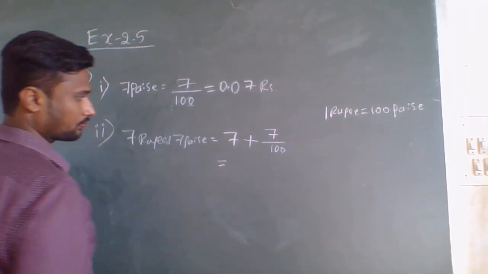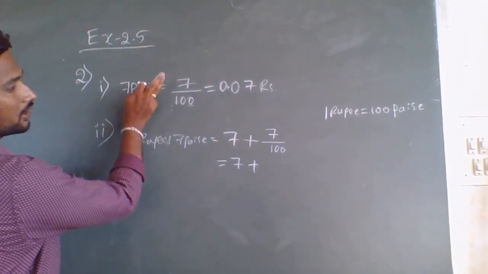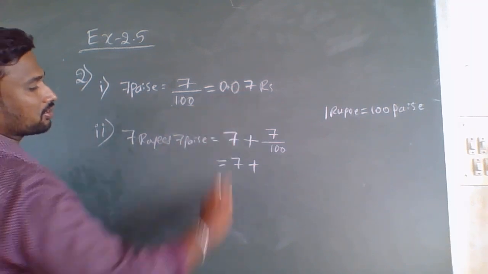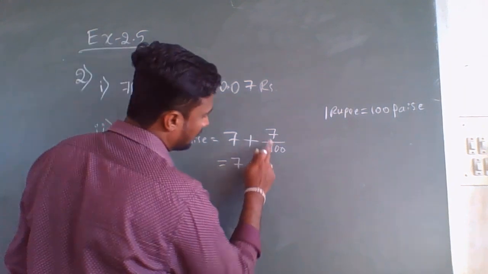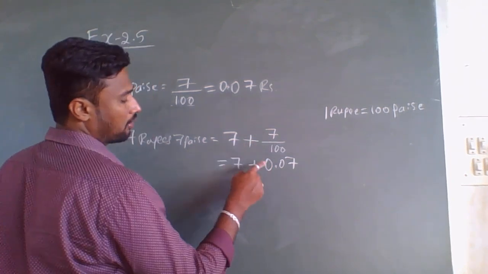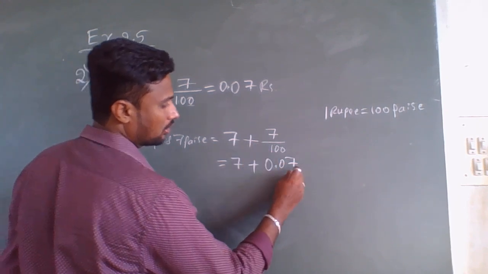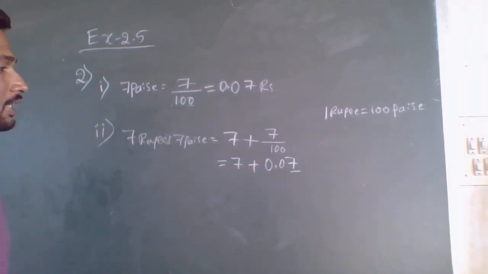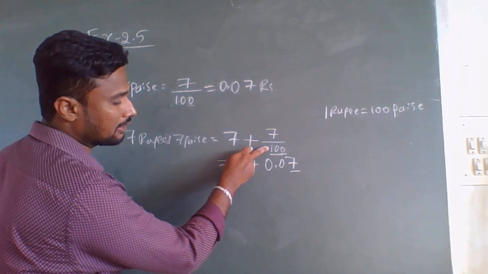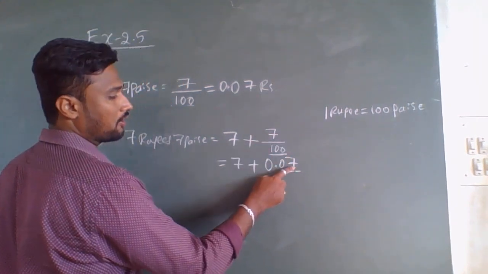So 7 paisa is equal to 7 by 100. Now 7 plus 7 by 100. When you convert 7 by 100 to a decimal number, you will get 0.07. After the decimal point only 2 digits should come, since 100 has 3 digits. So first I will write 0 and after this I will write 7.